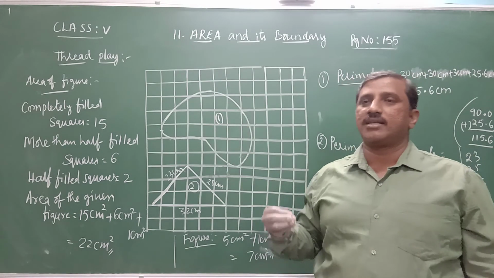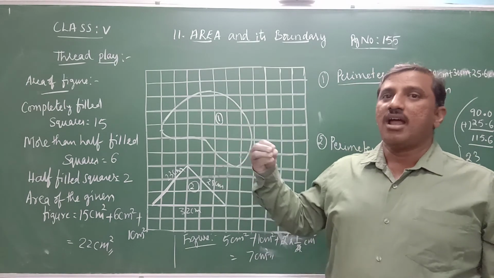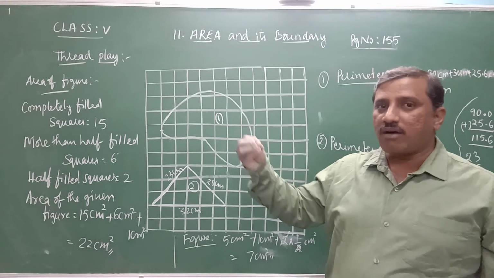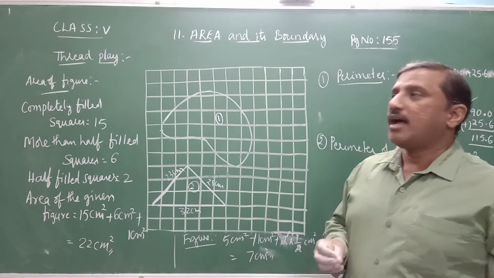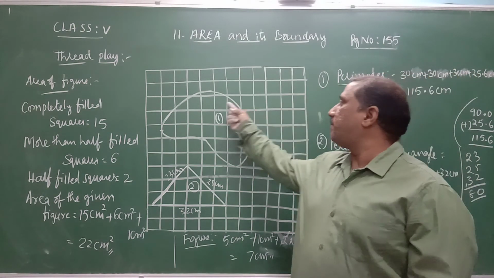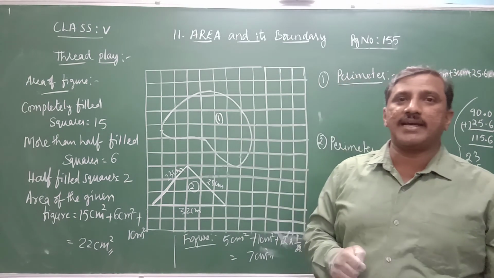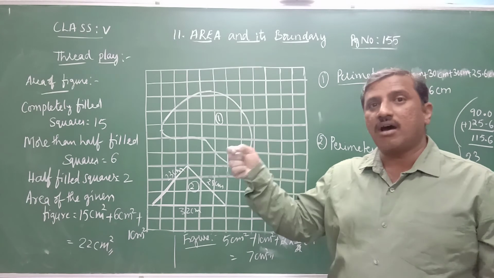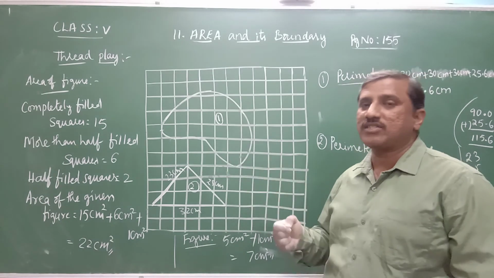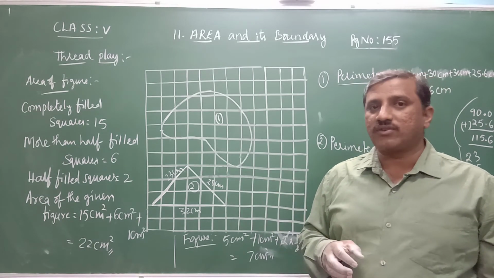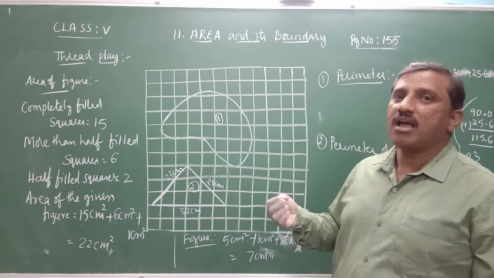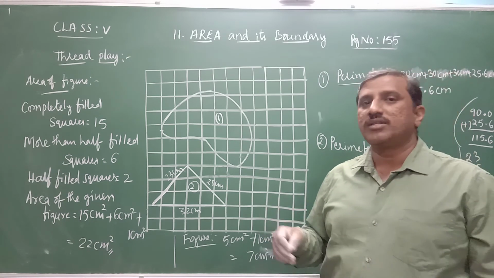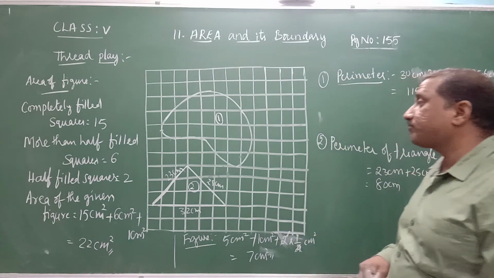So like this we will find area by using the graph paper, by counting the number of squares of 3 types: completely filled squares, more than half filled squares, and half filled squares. We will treat one completely filled square as 1 square centimeter, and more than half filled also we will take as 1 centimeter square. Less than half squares we will ignore, and half filled squares we will take as 0.5 or 1 by 2 square centimeter.